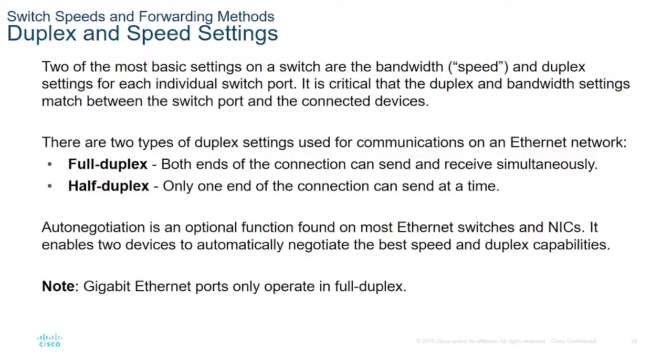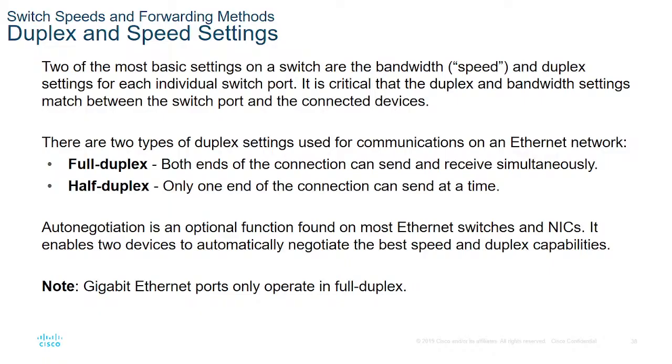So another factor of the switches is the duplex settings. There are two main duplex settings. We have full duplex, where both ends can send and receive at the same time, and half duplex, where only one device can send or receive at a time. Now, within there, we have something called auto negotiation. Auto negotiation is commonly found in most switches and network interface cards because it enables two devices to automatically negotiate the best speed and duplex capabilities.